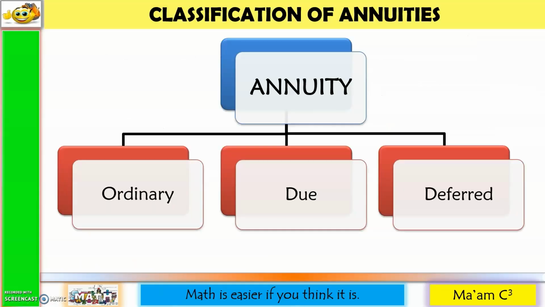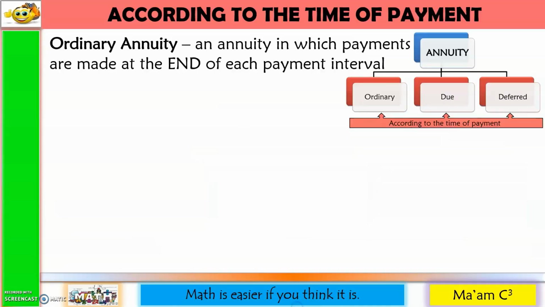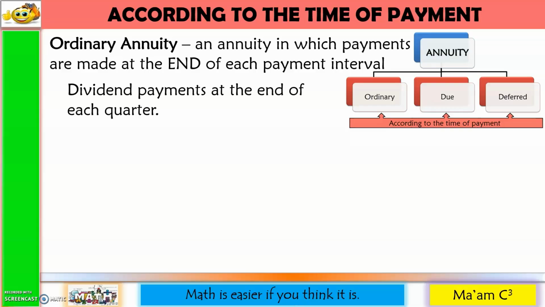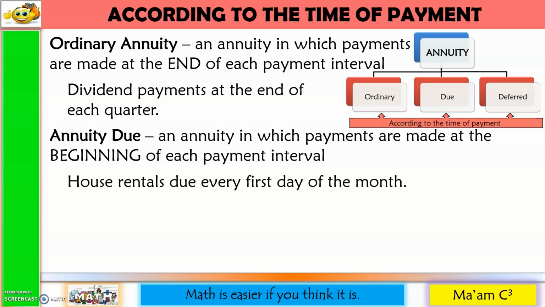Annuities may also be classified according to the time of payment. We have ordinary, due, and deferred. Ordinary annuity is an annuity in which payments are made at the end of each payment interval. Example, dividend payments at the end of each quarter. Next one, annuity due, an annuity in which payments are made at the beginning of each payment interval. Example, house rentals due every first day of the month.